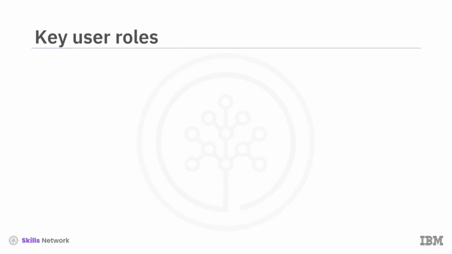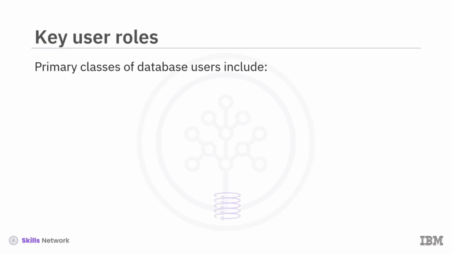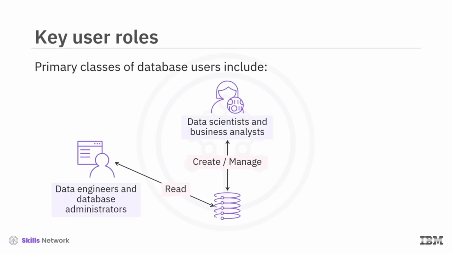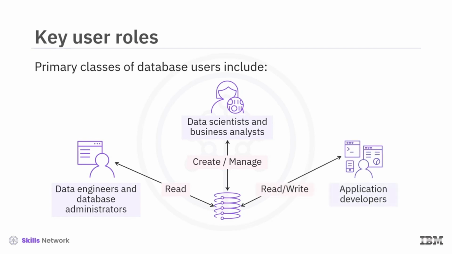Different job roles use different tools to access databases. Three primary classes of database users include data engineers and database administrators, data scientists and business analysts, and application developers. Let's discuss these roles along with the tools utilized by them.